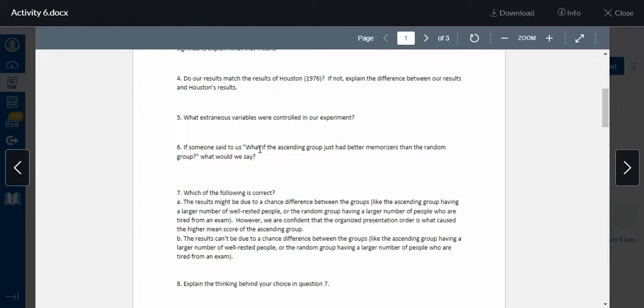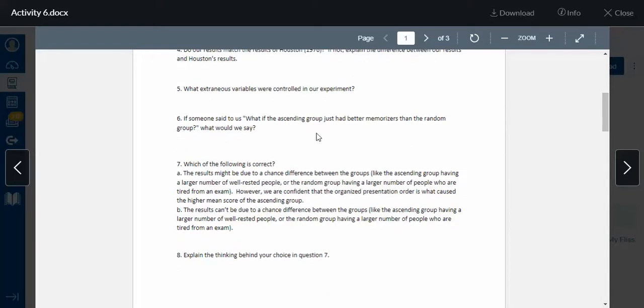I want you to think about what we would say back to that person to try to make them as confident as we are that the ascending order is what actually had an effect. So basically, how would we defend our experiment to that person and back up our results and defend ourselves against this possible interrogation, I guess. What I'm looking for here is actually something we've been talking about for a while, since the very beginning of the semester. So hopefully it's clear what I'm looking for in this answer. Just let me know if you're unsure.